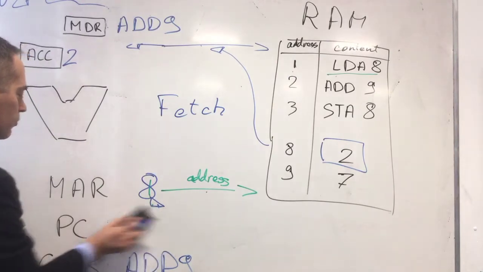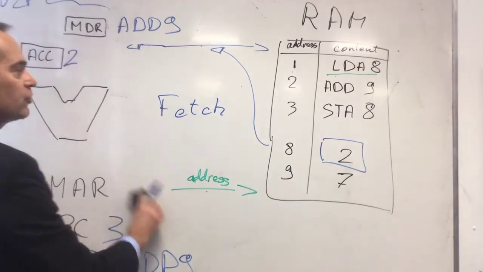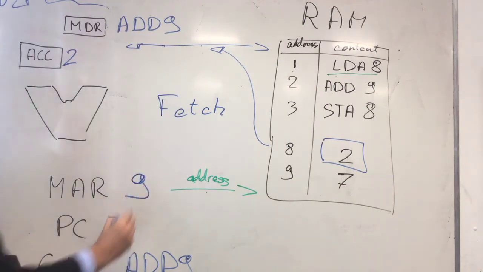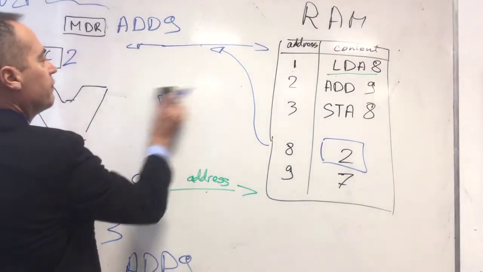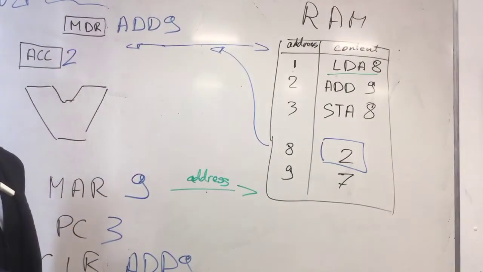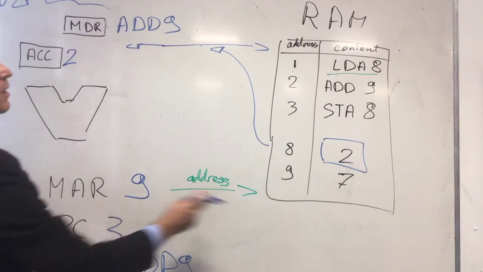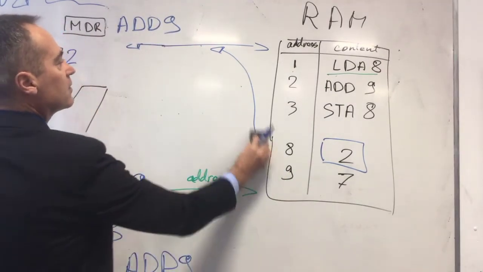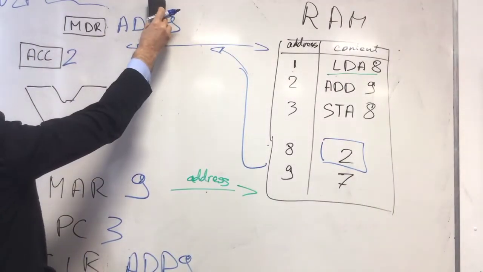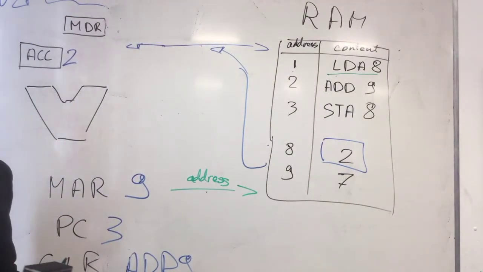Program counter is going to move on to 3. Memory address register is going to change to which address? 9. And as we are doing the execute, 9 goes over here. There's also a connection between the CPU and the memory to instruct the memory: we want to read from this address. So 9 is being sent via the data bus into the MDR, which is going to now contain what number? 7.